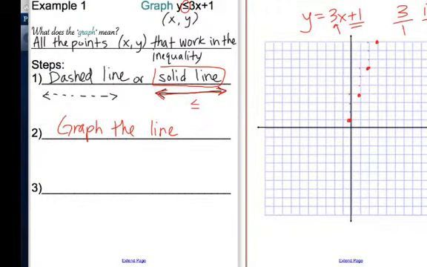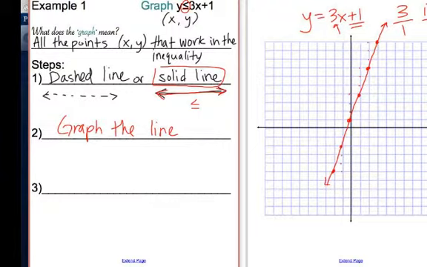I'm going to graph a couple off in this direction as well. So I'm going to go down 3 and back 1. So I have a nice solid line. So that solid line is some of the points that satisfy this inequality because of that equals; it could have been equal. It was less than or equal to 3x plus 1.